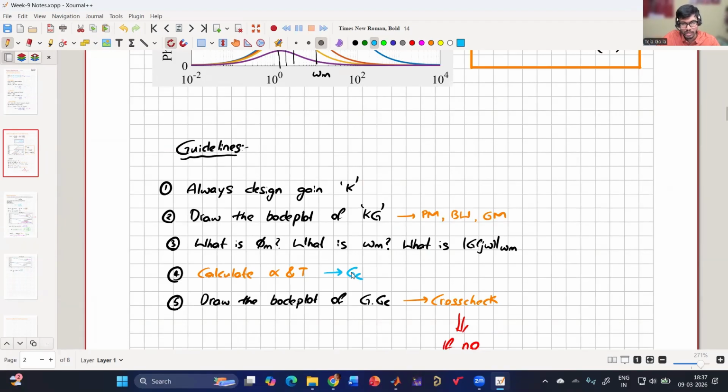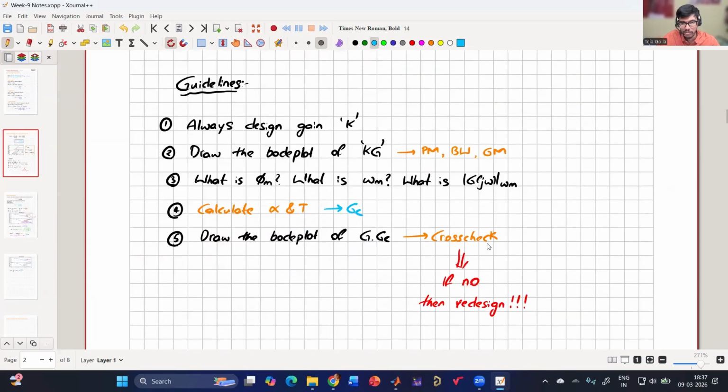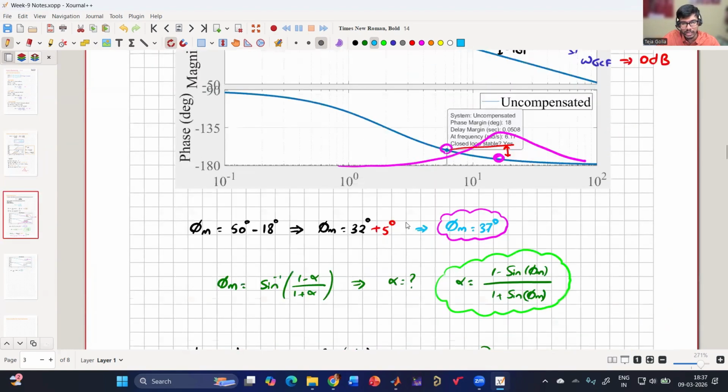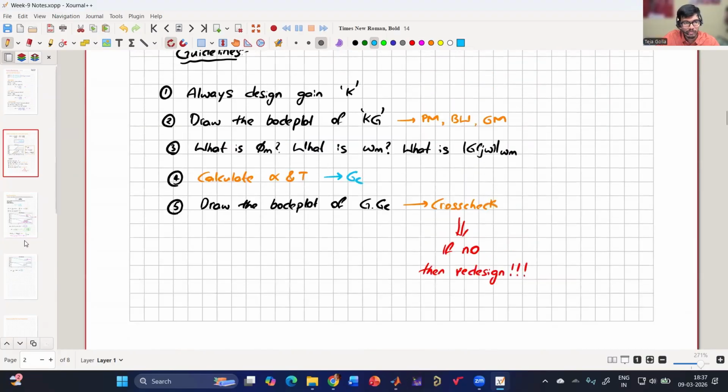Once I draw the Bode plot of G into Gc, I'll have to cross check whether it is meeting the requirements. If not, then I have to tweak the design a little bit here and there, or I have to tweak this correction term that I have added and then make sure that the design will meet the requirements.